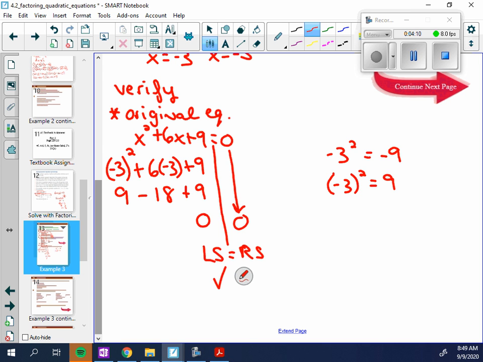Okay, this is also the part where you could go on your calculator and figure out what the x-intercepts were by going second trace 0, and you'd see that there's only one of those.